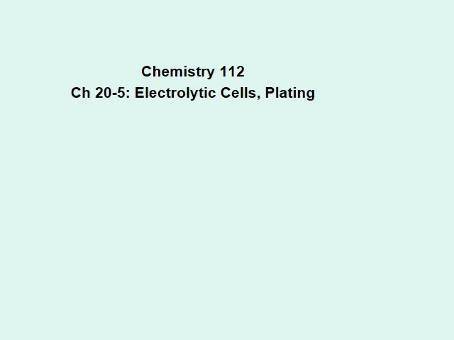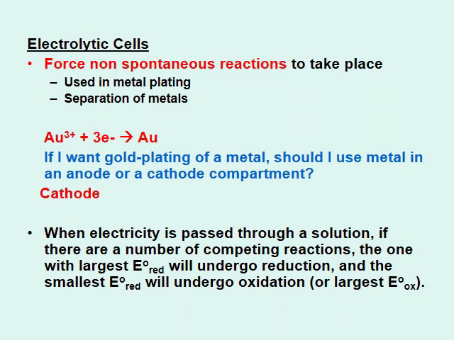In this section, we will discuss electrolytic cells and what is called electroplating. That means by passing electricity, you can plate different metals on another metal. Electrolytic cells force non-spontaneous reactions to take place. And this is used for metal plating and also separation of metals.